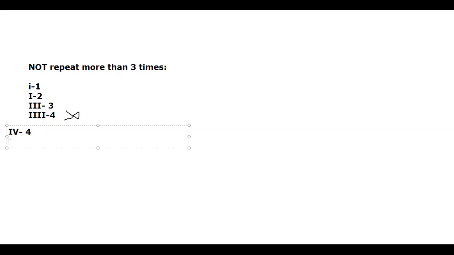Means what? If a smaller symbol is on the left side and a greater symbol is on the right side, then I should go for subtraction. Generally, we do subtraction when the bigger number comes first and the smaller number comes last. So we all know that V is 5. First we should write V, minus 1 is equal to 4. This is the way we write. That is the reason they are saying not to repeat more than 3 times.